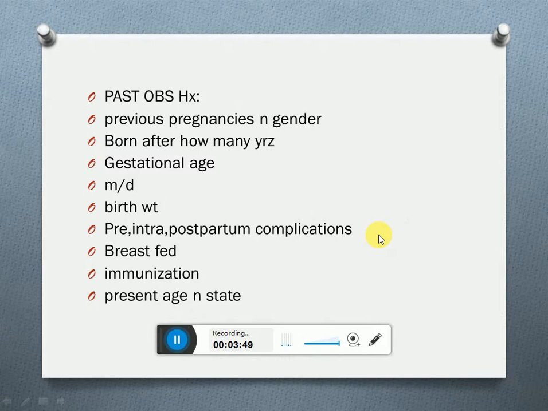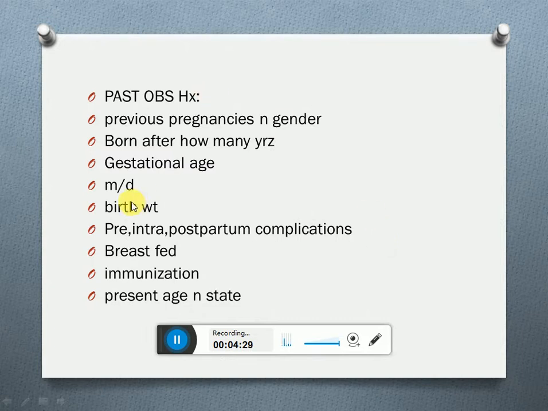First you will ask about all the previous pregnancies, their gender, whether they were male or female. Then after how many years of marriage the first pregnancy occurred, and after the first pregnancy, how many years after the second pregnancy. In this way you have to mention the duration of each. Then you must mention the gestational age of each of them, whether they were at term, preterm or post. You have to mention that.